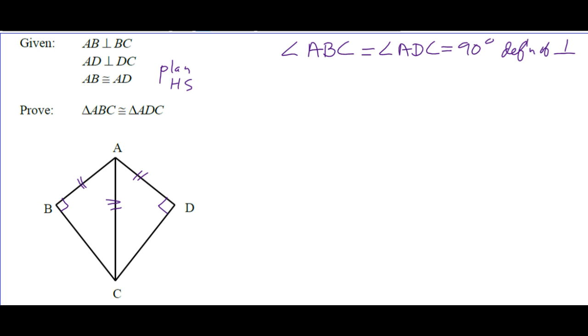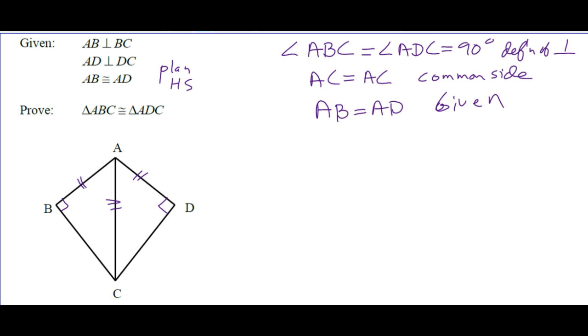AC is equal to AC. It's a common side, right? It's the same side. And it's also the hypotenuse, right? And AB is equal to AD, that's given. So triangle ABC is congruent to triangle ADC by hypotenuse side, right? HS.